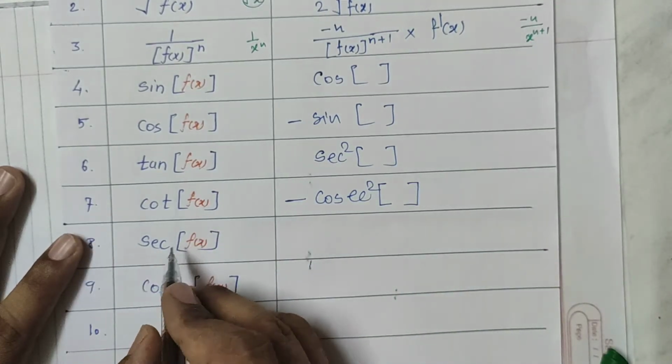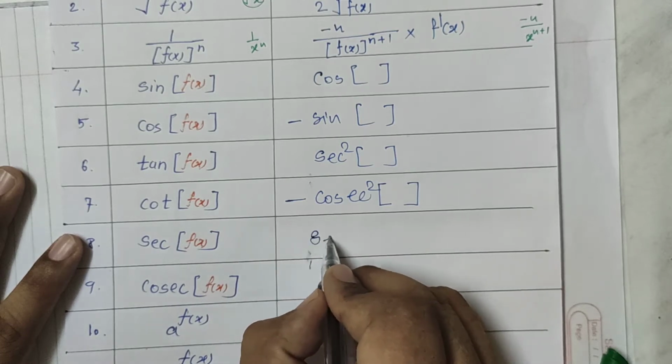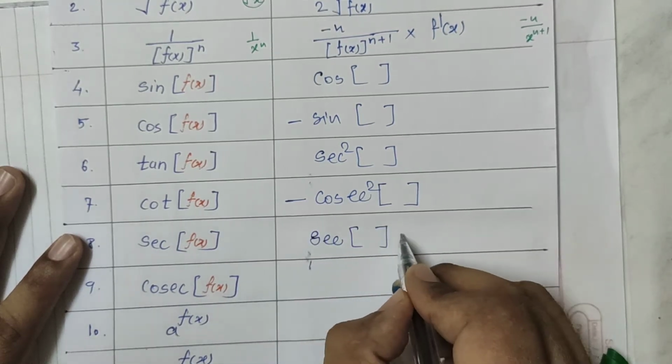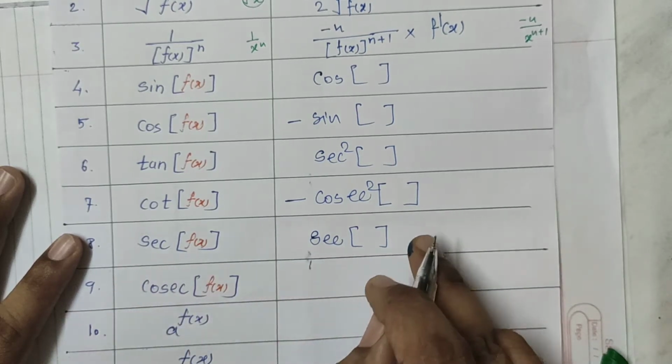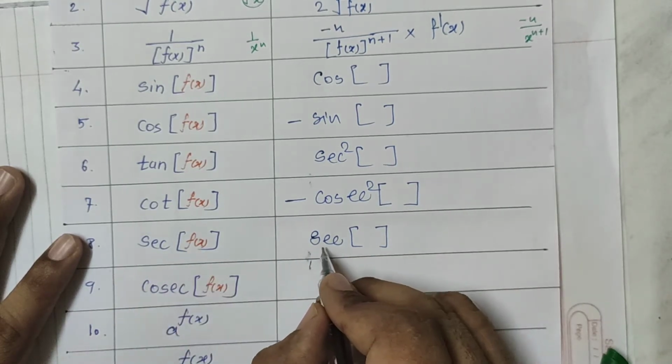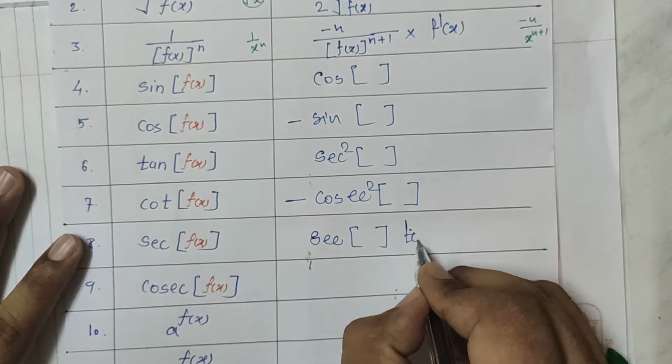Sec of f of x: what is the derivative of sec x? It is sec x into tan x, but here it is not x. So we write only sec into tan of f of x.